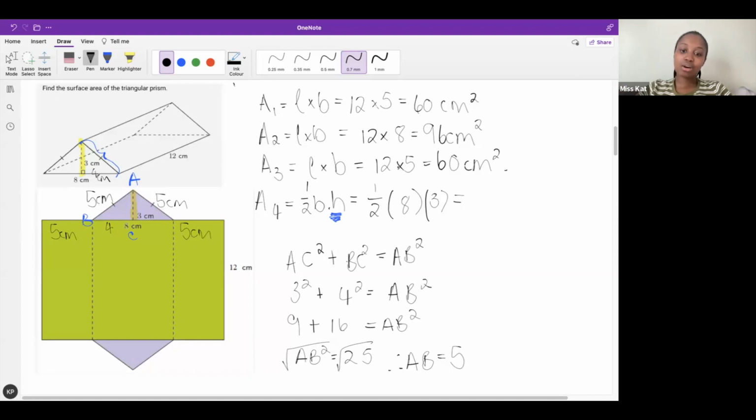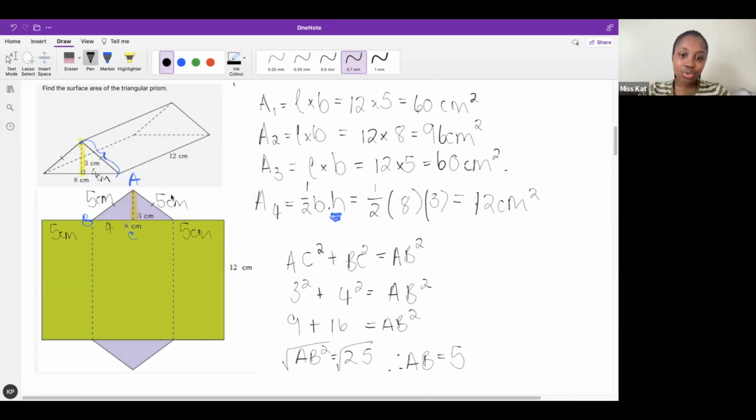And then what is a half times 8 times 3? Let's see. Okay. Thank you, Nikita. 12 centimeters squared. But we have two of the same triangle. So what are we going to do with the area of the triangle? If there are two of them that are exactly the same and they have the exact same area, what are we going to do with this area?